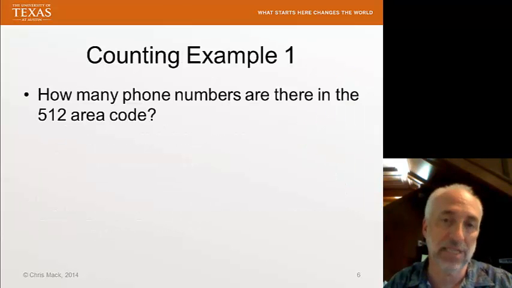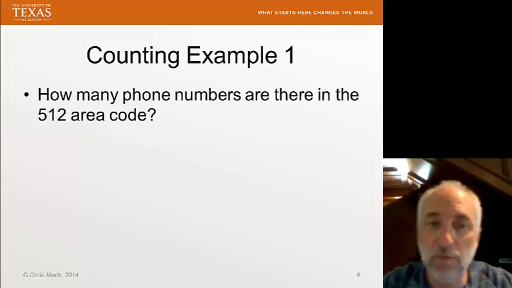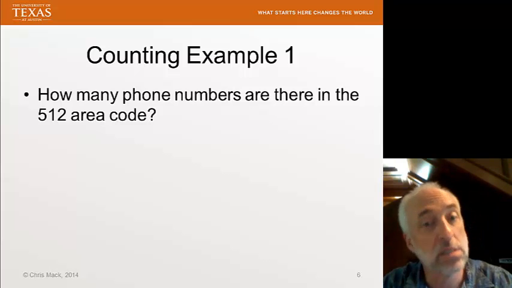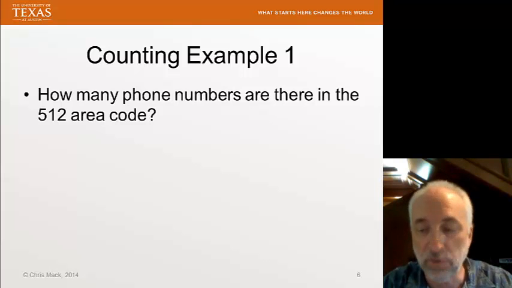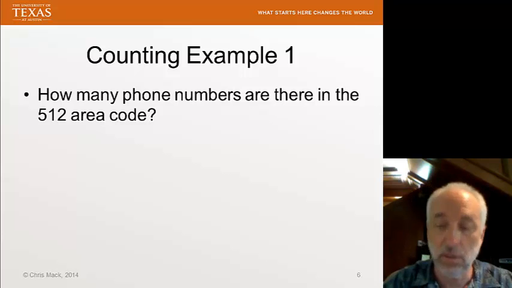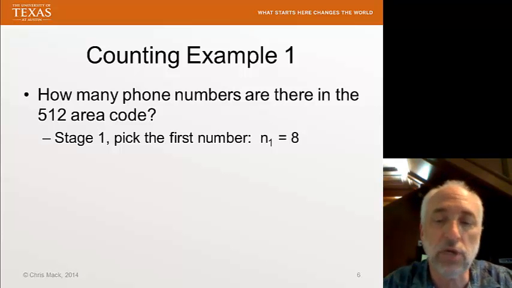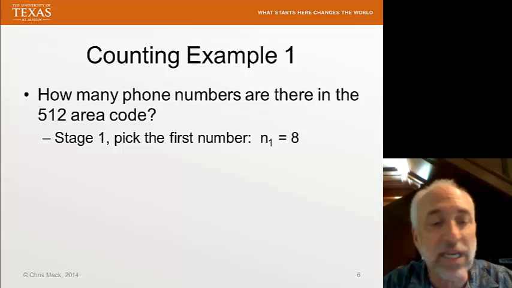Let's look at some examples. I asked this question: how many phone numbers are in the 512 area code? In the United States, we have 7 digits in our phone number other than the area code. But there are some constraints. So let's look at this process and we'll break it up into stages.